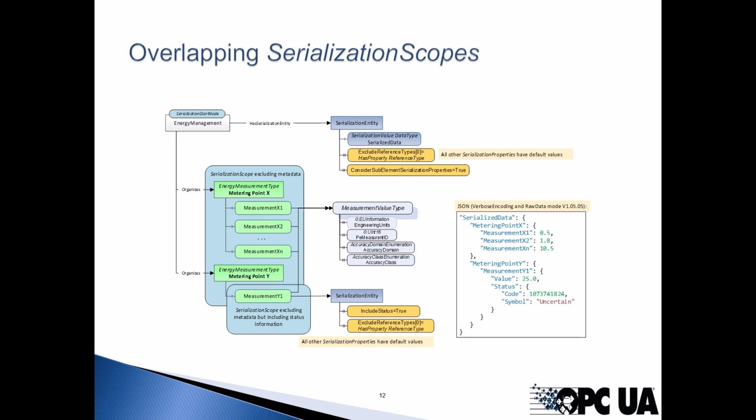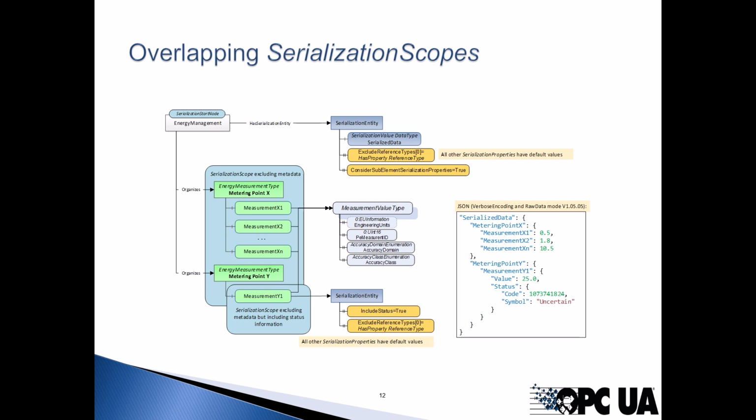The include status serialization property of the second serialization entity is set to true, causing the status code of the measurement y1 variable value to be part of the serialization value data type. The exclude reference types array containing one element with the value HasProperty reference type excludes all properties of the measurement y1 variable.